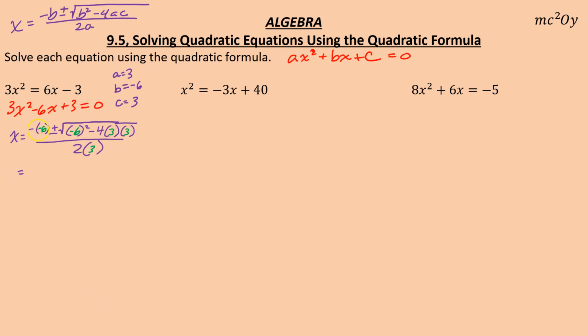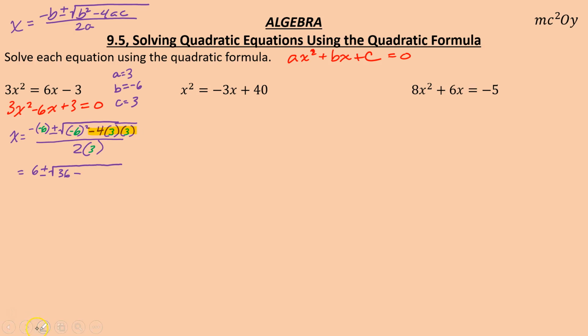We've got the opposite of negative 6, which is positive 6, plus or minus the square root of negative 6 squared. Well, negative 6 squared is positive 36. When you square something, whether it's negative or positive, it's going to be positive. So whatever you get right here is always going to be positive, that part of it. And then minus, it's really important that you pay close attention to this piece.